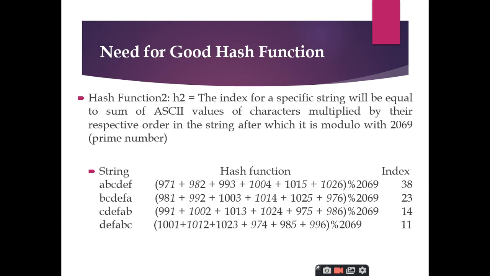Yes, sir. Now let us define another hash function, H2. I am defining H2 as x modulo the table size. Now I am taking it as 2069. It is not mandatory that you take it as 2069. You can take it as 599 also. Nothing wrong in it. Is it clear?